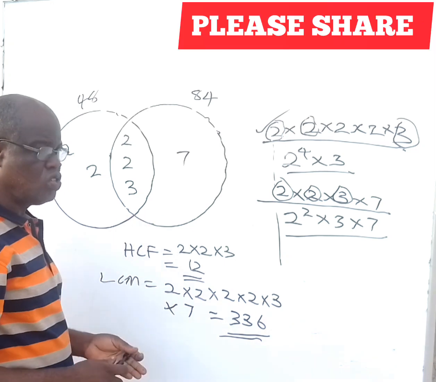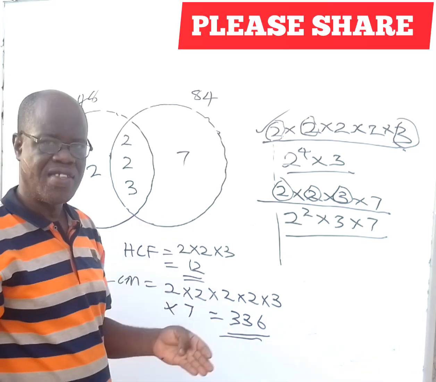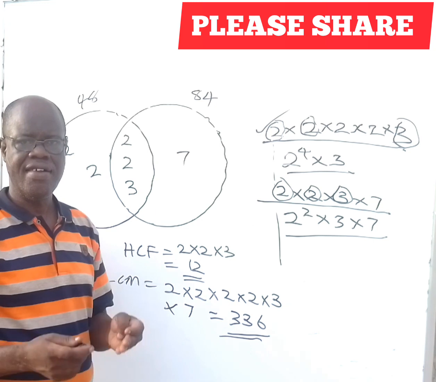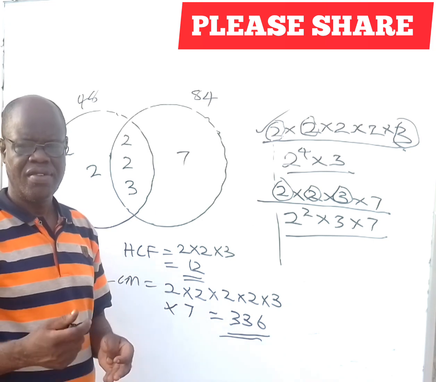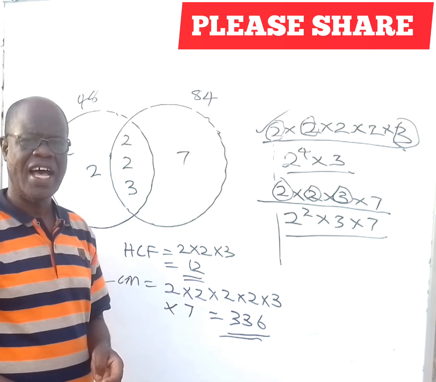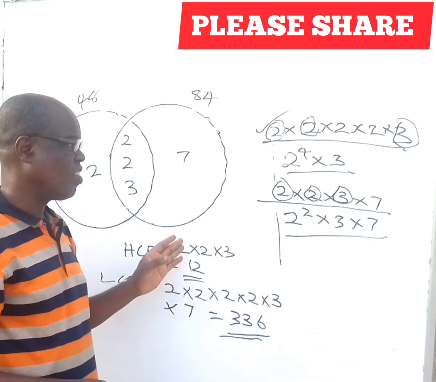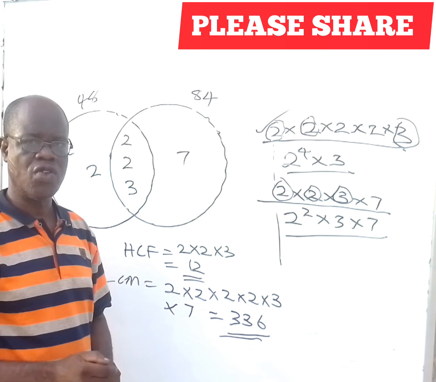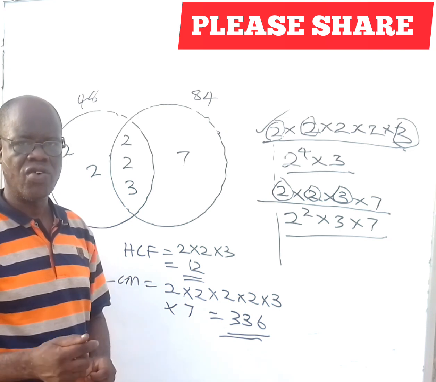So with this, you should be able to understand how to get the LCM and HCF by the continuous division method, by the prime factor method, and then how we can represent the same with a Venn diagram. So this is where we will be stopping until I come across you again.